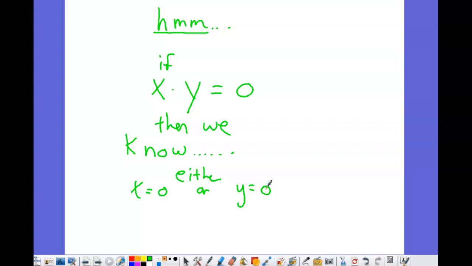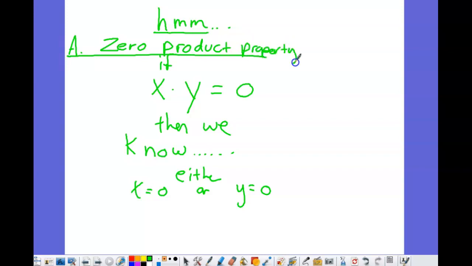You know what? I lied. Let's write this. I wrote it because this is actually called something that I'm going to say quite frequently, and I want you to know what it is. This is called the zero product property. So write that down real quick, and I'll give you a second.